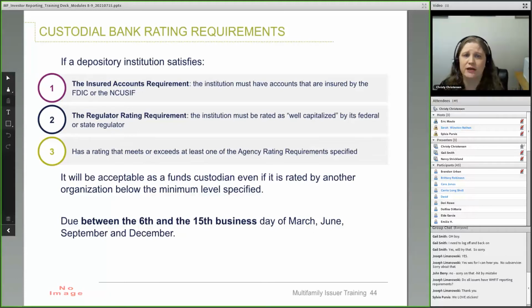Depository institutions must meet the following 3 requirements. Must be insured by FDIC or NCUSIF, must be rated as well capitalized by its federal or state regulator, and have a rating that meets or exceeds at least one of the agency rating requirements specified. It is acceptable for the funds custodian even if it is rated by another organization below the minimum level specified. CAVs is due between the 6th and 15th business day of March, June, September, and December.